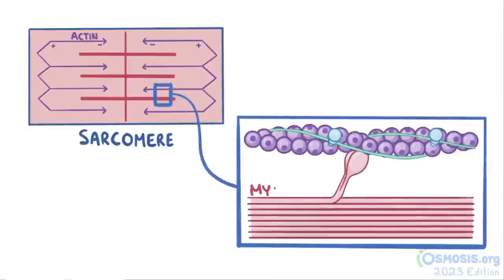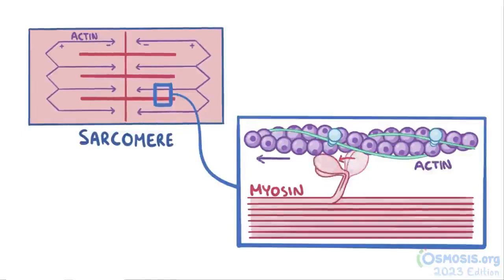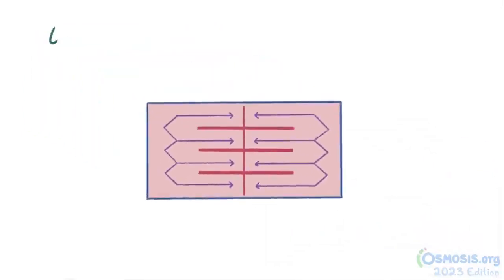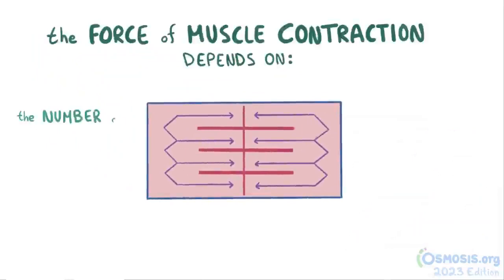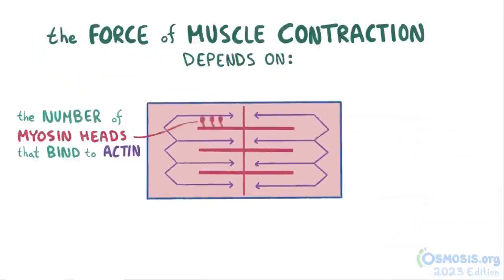Attached to the M line are the myosin filaments, which are thick bundles of myosin proteins with 2 globular heads. During a muscle contraction, the myosin heads grab onto the actin filaments and pull them towards the M line, which brings the 2 Z discs closer together. Overall, the amount of tension developed, or the force of muscle contraction during systole, depends on the number of myosin heads that bind to actin.